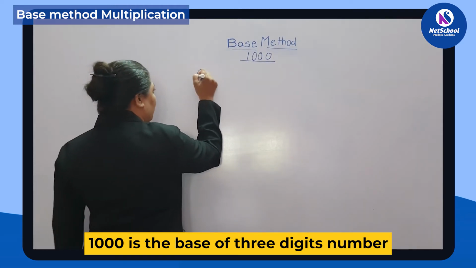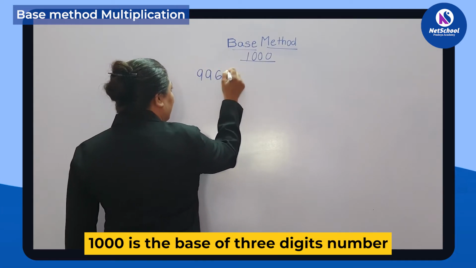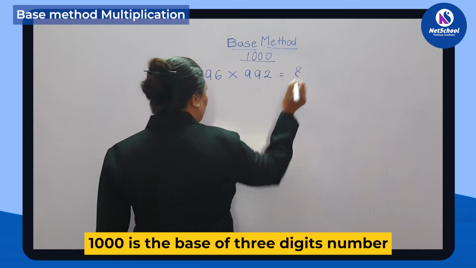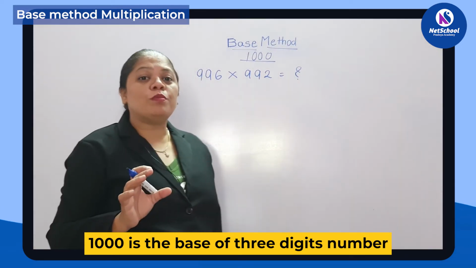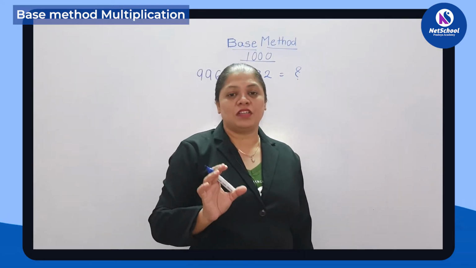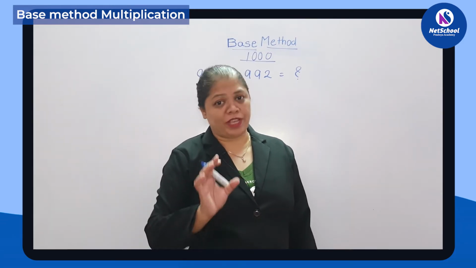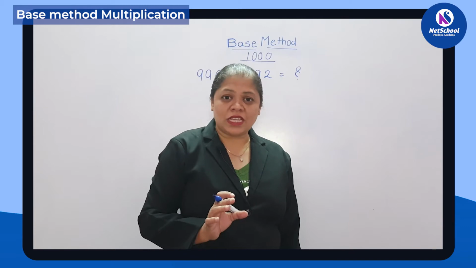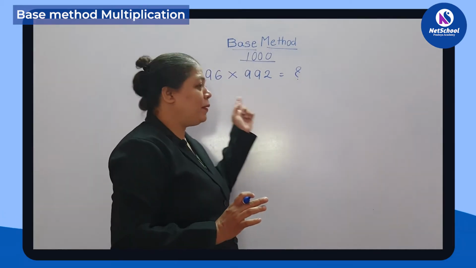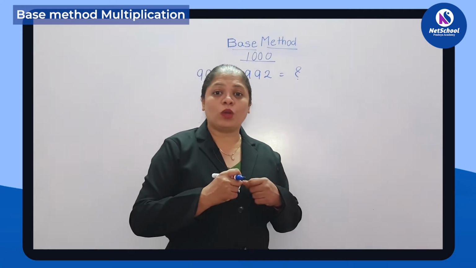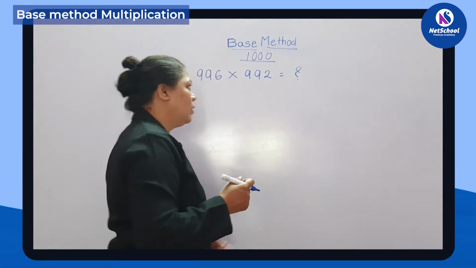Let us have a beautiful example. 996 into 992. Okay, now these seem to be very big numbers. Can we solve the example with the help of the base method within a few seconds? Because to multiply this by the school method is the longest process and may require more time.